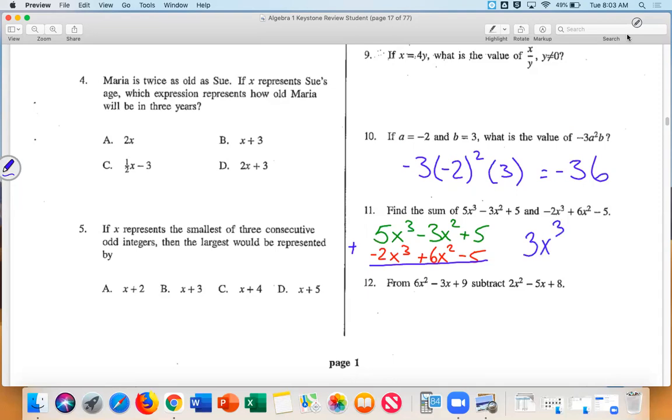Now what's -3 plus 6? -3 plus 6. 3. So I have 3x cubed plus 3x squared. What's plus 5 minus 5? So you cancel. So we're done. Nice job.